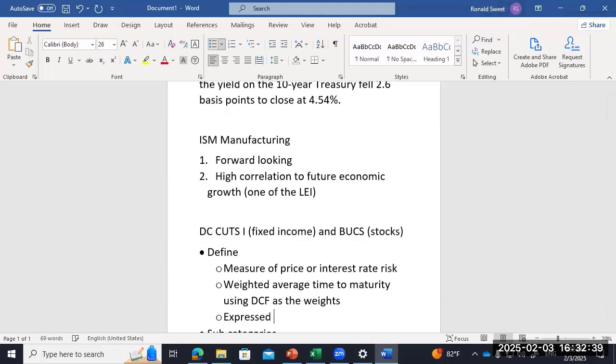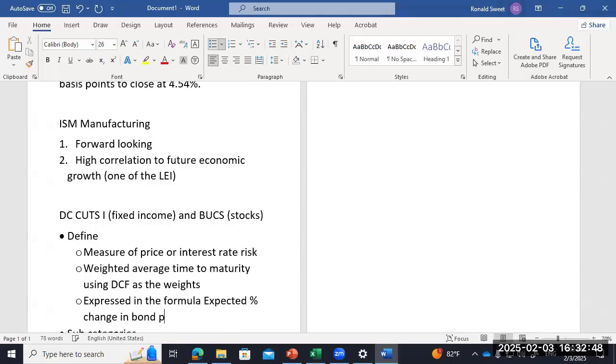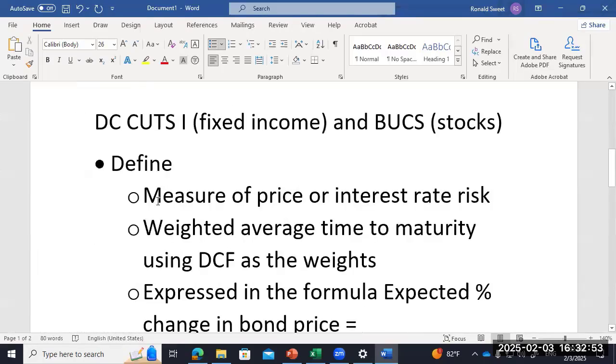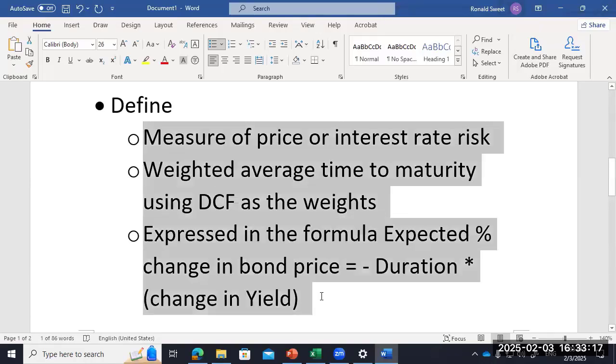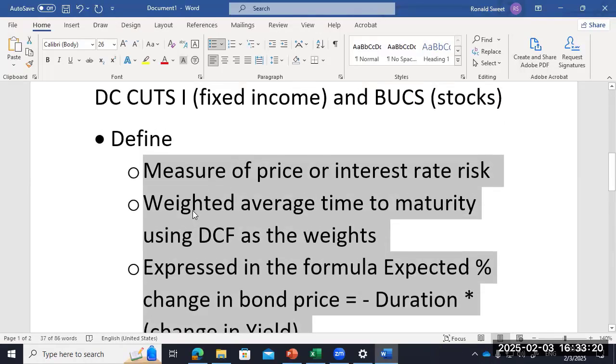It's expressed in the formula: expected percentage change in a bond price equals minus duration times the change in yield. Why minus duration? Well, because when interest rates rise, bond prices fall. There's an inverse relationship. When interest rates fall, bond prices rise. All right, those are the kind of things you want to talk about and define on duration.